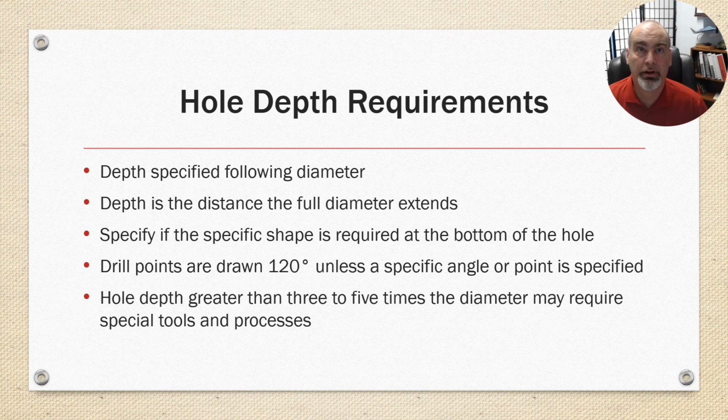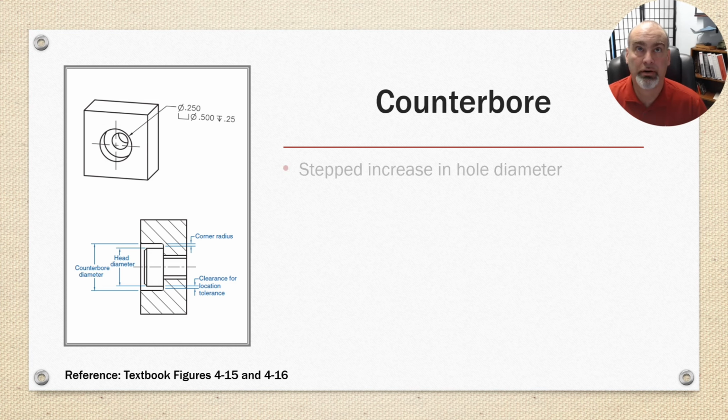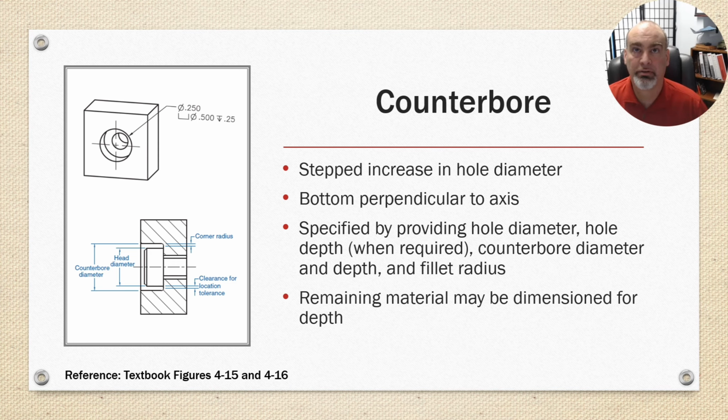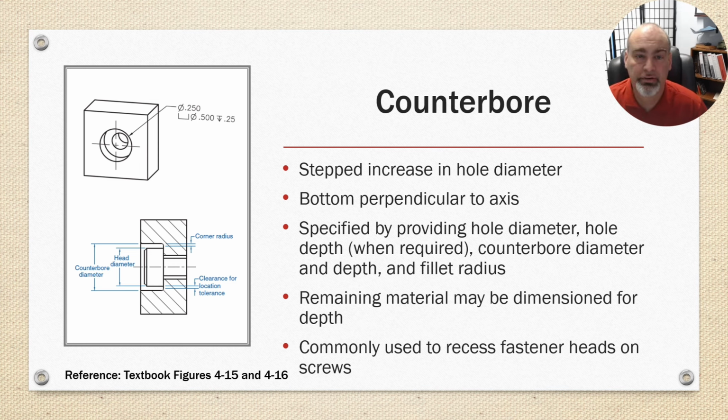Okay, the hole depth. If the hole depth is greater than 3 to 5 times the diameter, it may require special tools to process, or multiple drill bits, boring bars, or gun drills for really long holes. Counterbore: a step to increase an existing hole diameter. The bottom is perpendicular to an axis, specified by providing hole diameter, hole depth when required, the counterbore diameter and depth, and fillet radius. Remaining material may be dimensioned for depth. Commonly used to recess fastener heads on screws.